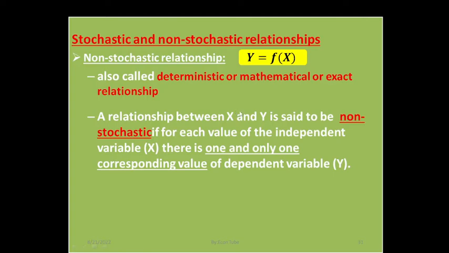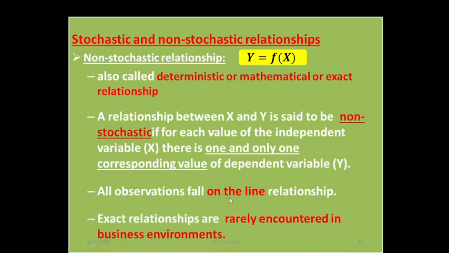The relationship between x and y is said to be non-stochastic if for each value of the independent variable x, there is one and only one corresponding value of the dependent variable. So for this domain and this range, the domain is constant in determining an exact relationship. All observations fall on one line according to this relationship, which is not real in the world. Exact relationships are rarely encountered in business environments.